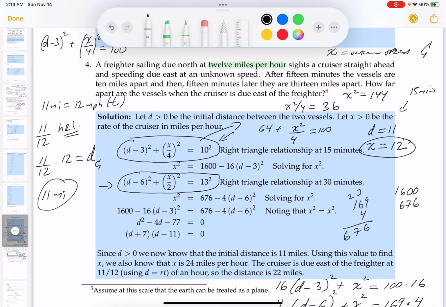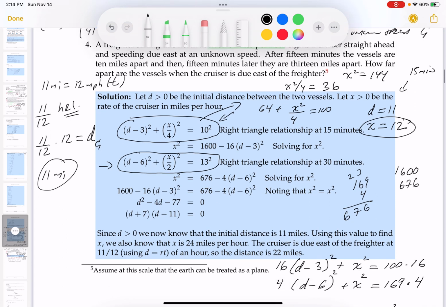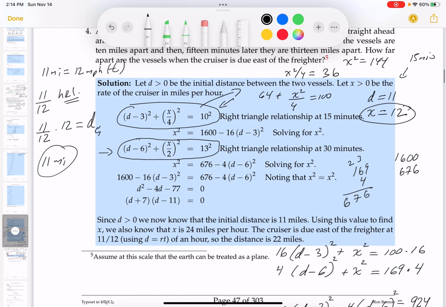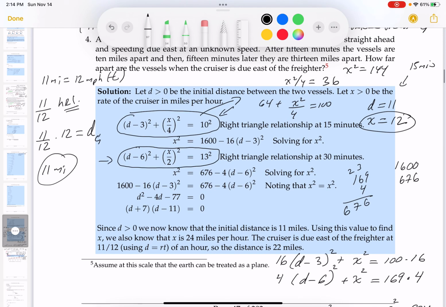Wow, that was a tough one. And so, did I make a mistake somewhere? I think I did. Either in my notes or in my work over here. Let's see, D, the distance is 11. I got that part. Isn't this funny? Value X is 24 miles per hour. Let's see where I went wrong over there. So 11 minus 3 is 8, 64. I got that. That's 100. I see it now. It's 16.